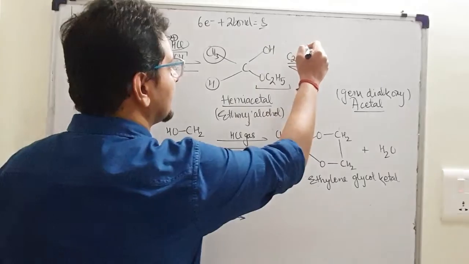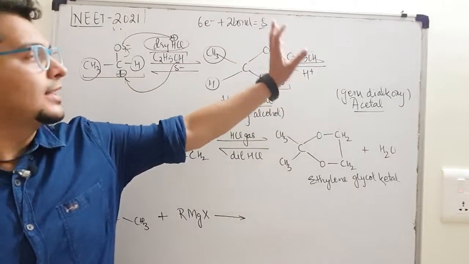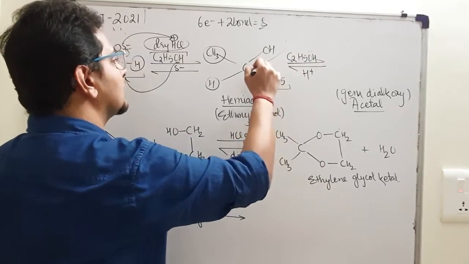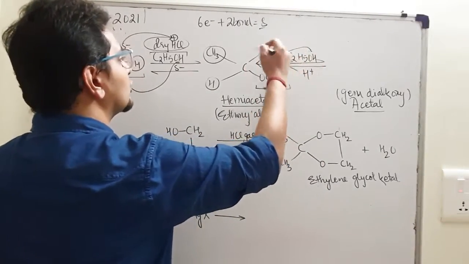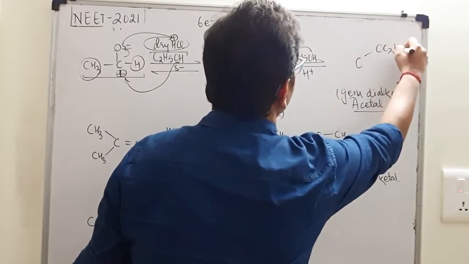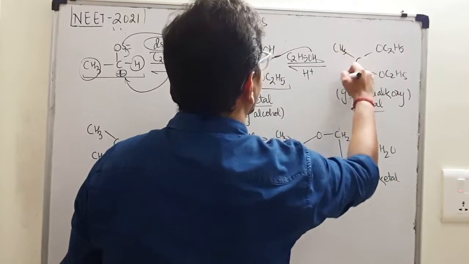Then this will react with one more C2H5OH. Don't think I am saying in the presence of H plus. It just reacts with one more C2H5OH and a kind of substitution happens, and this OH is going out now, and you will get OC2H5, OC2H5, here CH3 and here H.